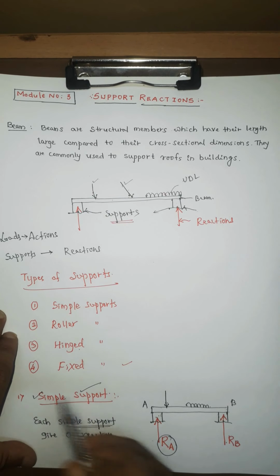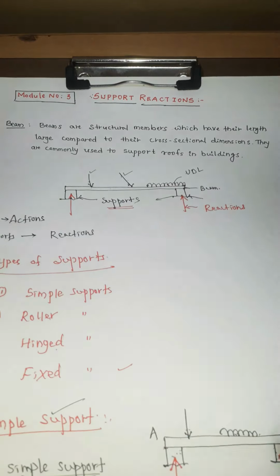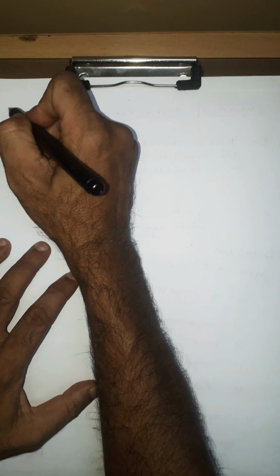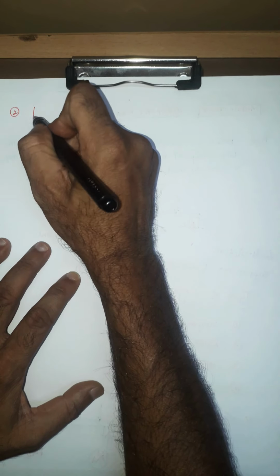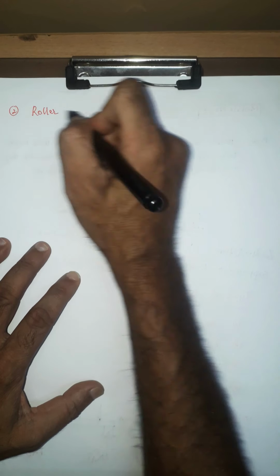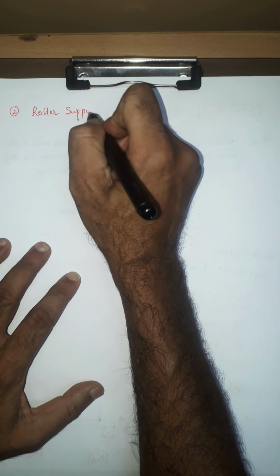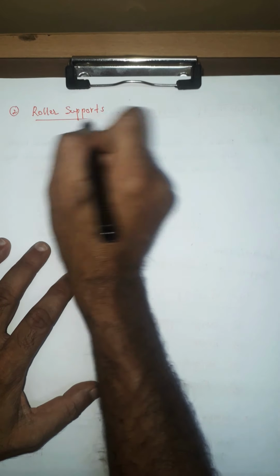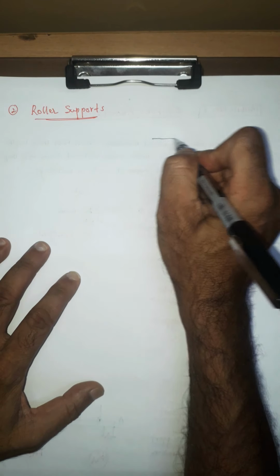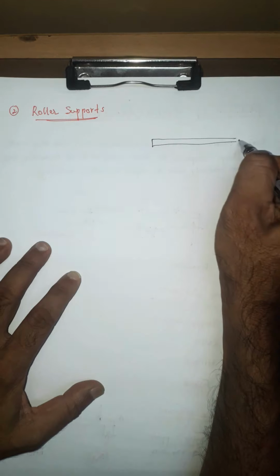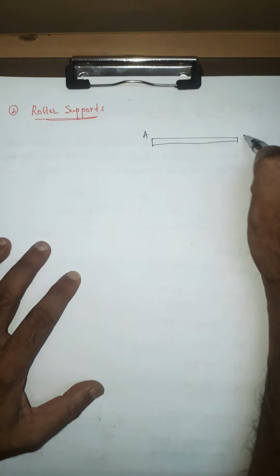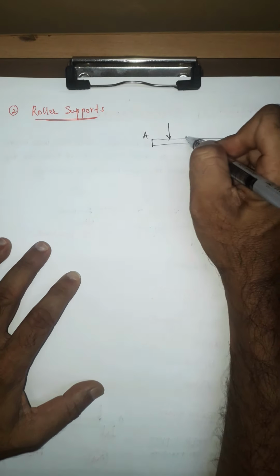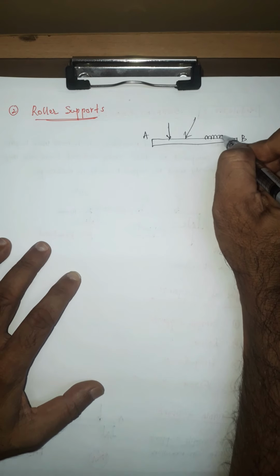So the first support is the simple support. The second one is a roller support. A roller support, as the name indicates, will have rollers. Now again, this is the beam AB, subjected to different types of loads. We'll see what the different types of loads are.